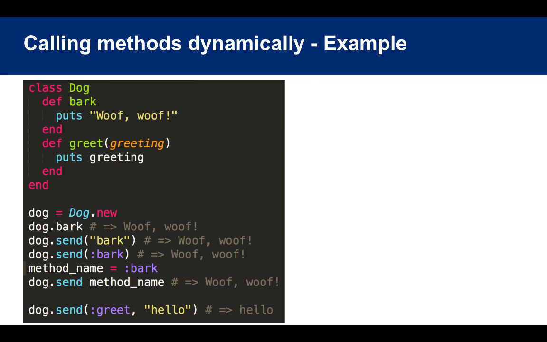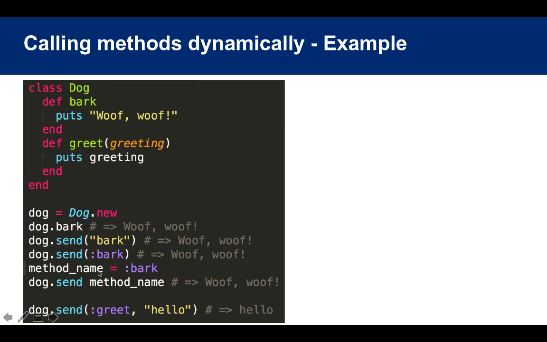So for example, you have this dog class that has a bark method on it, which prints out woof woof, and a greeting method, so you greet with a certain greeting. Two methods. What we've seen so far is that you could just do dog.bark, and that's fine, but you could also do dog.send calling the method bark. That works exactly the same, whether it's a string or a symbol.